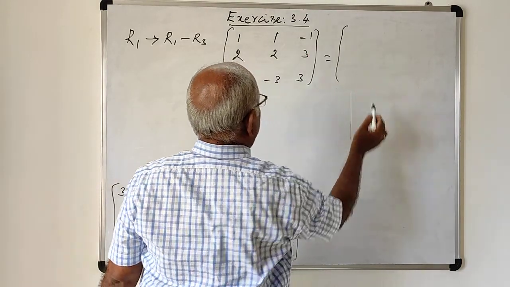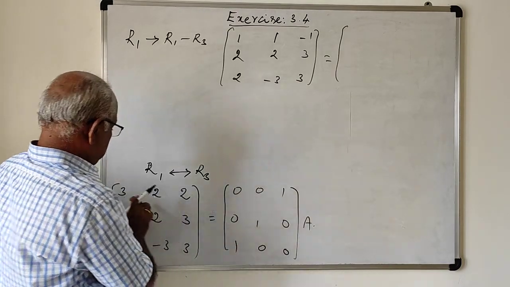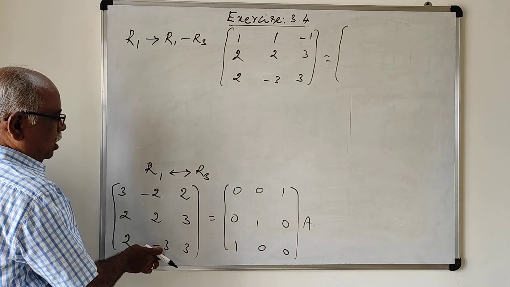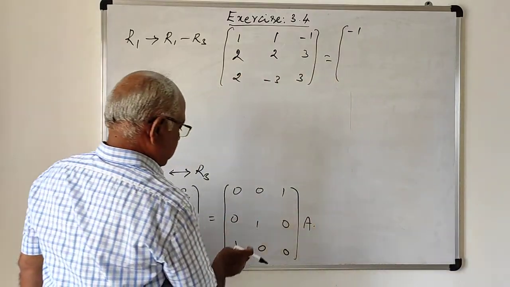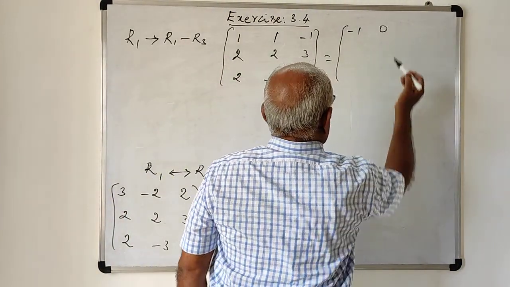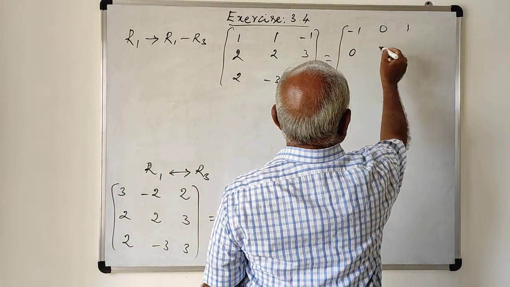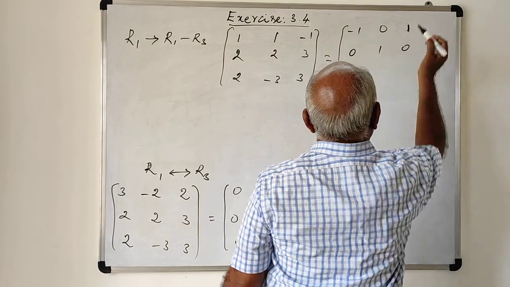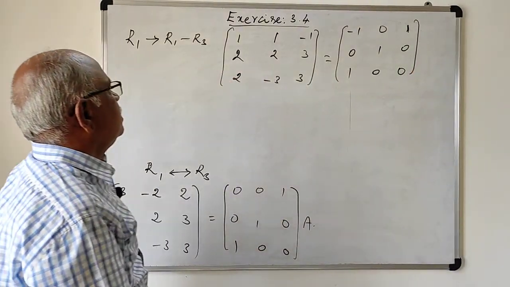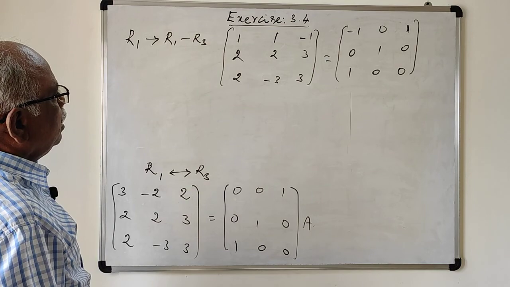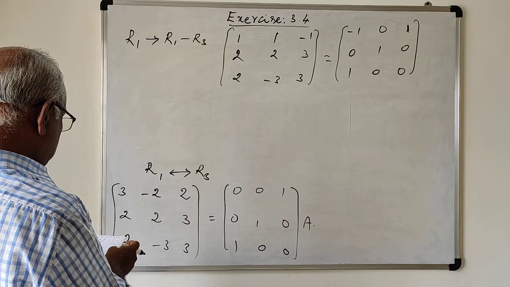The same operation is performed on the right-hand side also. R1 minus R3: 3 minus 2, 1, 2 plus 3, 1, 2 minus 3, minus 1. Similarly, 0 minus 1, minus 1, and 0 minus 0, 0, 1 minus 0, 1. The remaining elements are as usual, 0, 1, 0, 0, 1, 0, 1, 0, 0. This is the next step. Our next idea is R1.